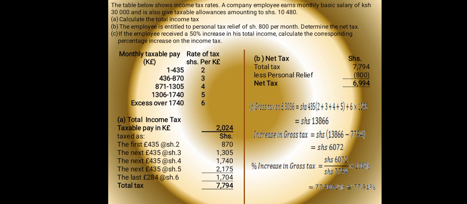You take the increase all over the previous tax times 100. The increase is 6,072. The previous tax before increase was 7,794. Divide the two, multiplied by 100%, to get that the tax increased by 77.91% to 2 decimal places.